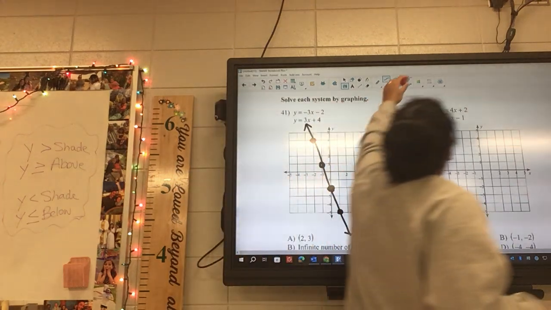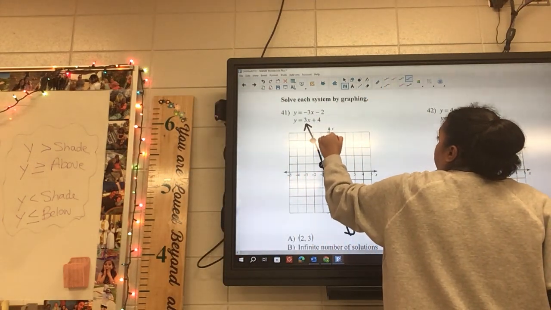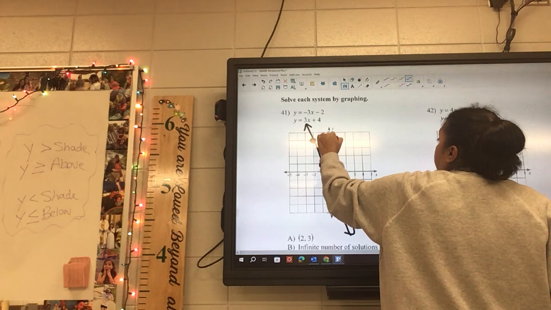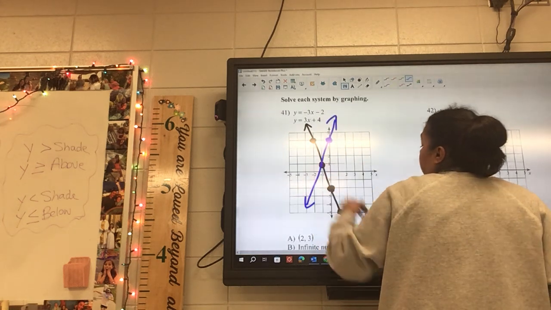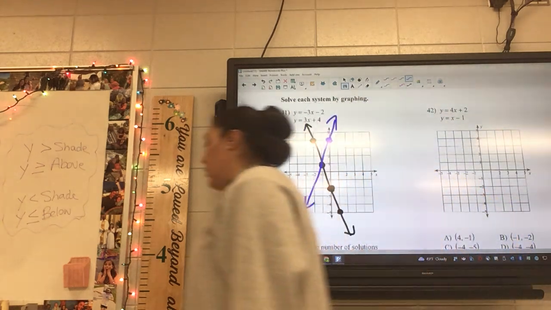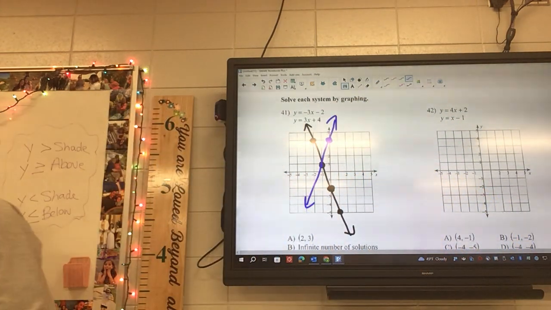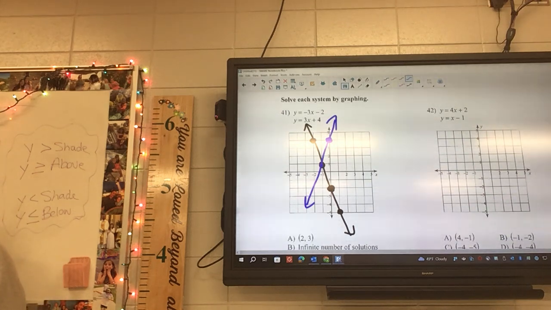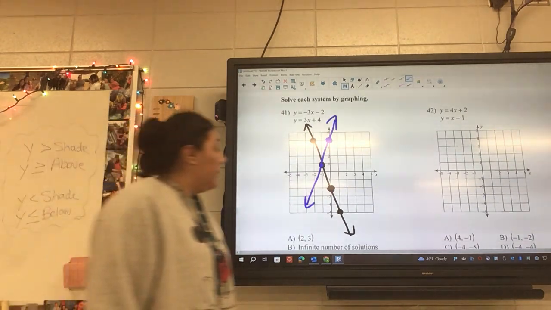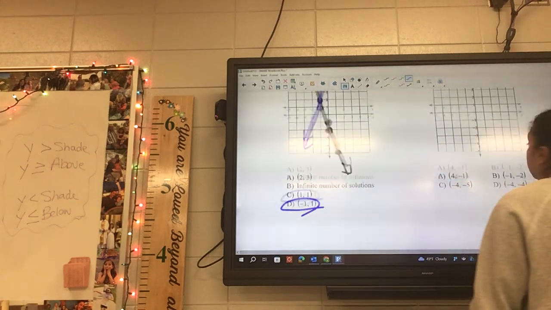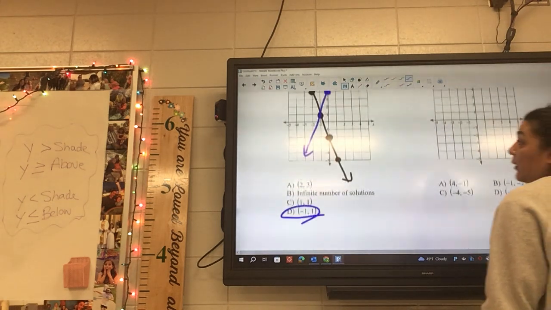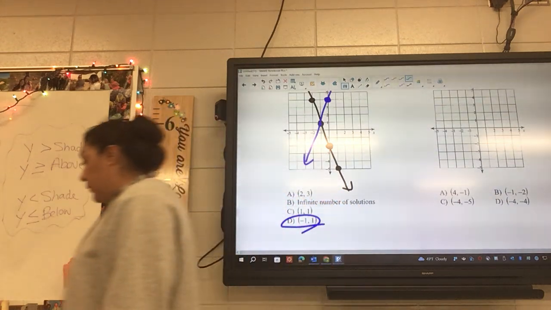Okay, my second line starts at 4, and my slope is a positive 3 over 1, so I can't go up 3, so I'm going to go down 3 and over 1. Okay, as soon as I get that intersection, that's where we know that point is at. And what is that point? Negative 1, 1, which is what? D. Okay, so this one is going to be D.